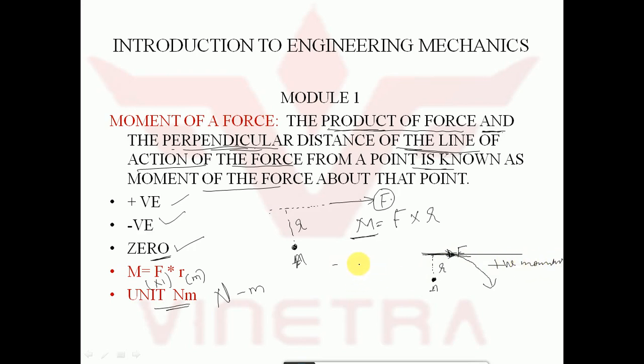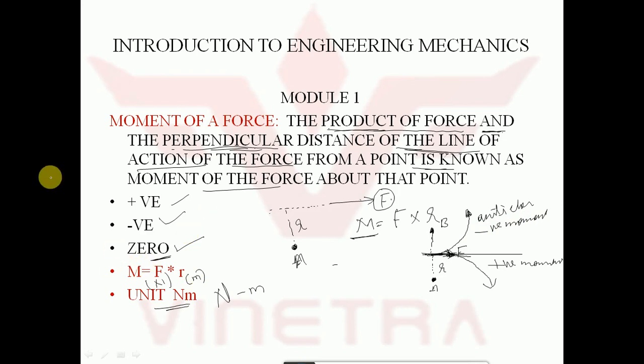Let us take the point B here. If I want to find out the moment about this point, this is the perpendicular distance. If the force is acting in this direction, what happens about this point? It starts to rotate in this direction. So this is acting in anti-clockwise direction. So what happens? This is a negative moment. So this is the moment of forces.